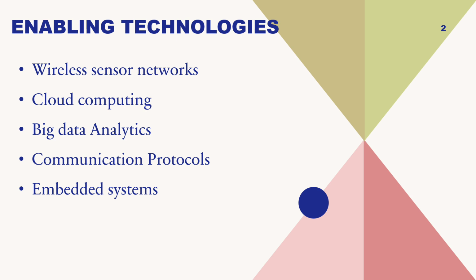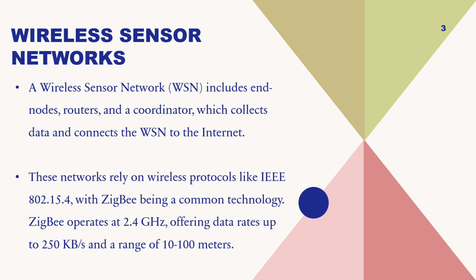Firstly, we'll see what is a wireless sensor network. As the name suggests, a wireless sensor network is a group of devices that consist a sensor network. These are the devices that can sense a change in the environment and can report it to the user. The wireless sensor network includes end nodes, routers, and coordinators.